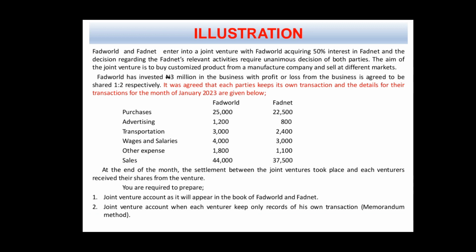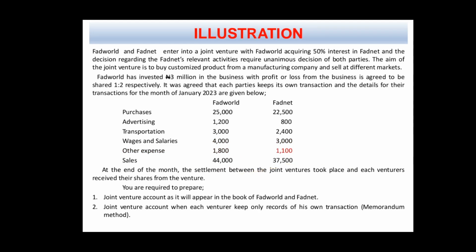So we have purchases. Fadward is 25,000 naira, while Fadnet is 22,500 naira. Advertising: the amount spent on advertising is 1,200 naira by Fadward, while Fadnet spent 800 naira. We have transportation, 3,000 naira by Fadward, 2,400 naira by Fadnet. We have wages and salary, 4,000 naira by Fadward, 3,000 naira by Fadnet. Other expenses by the venturers: 1,800 naira by Fadward, 1,100 naira by Fadnet.